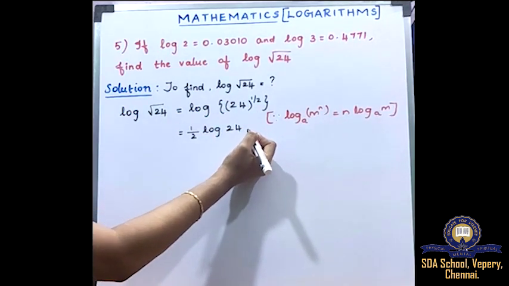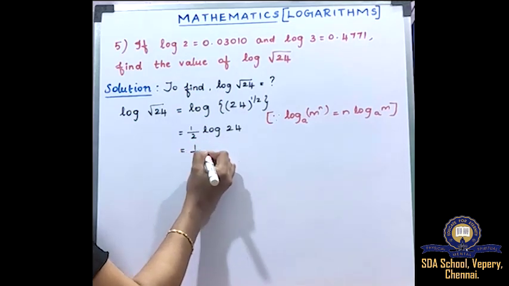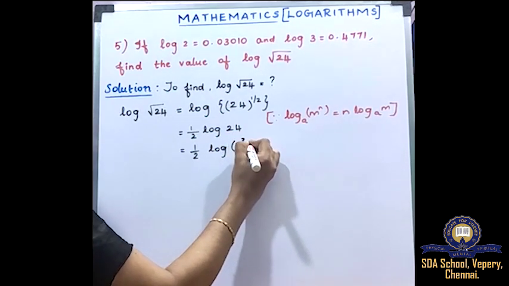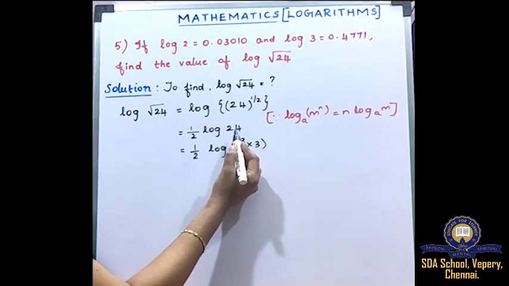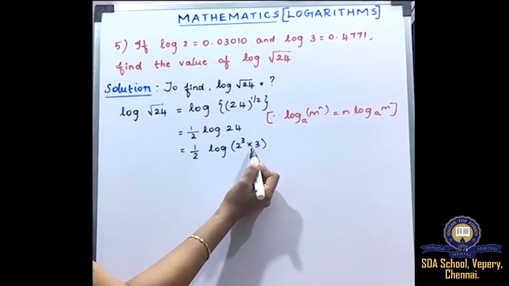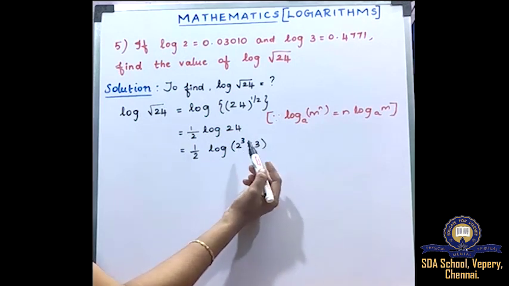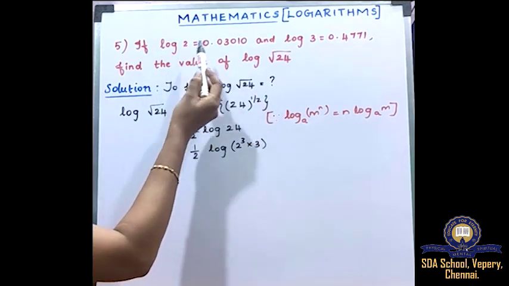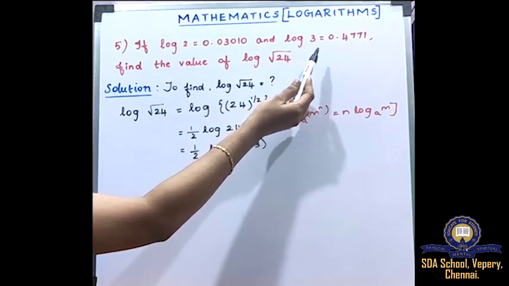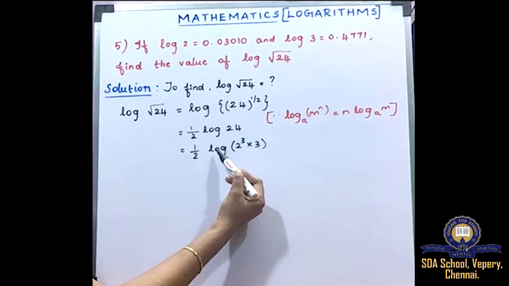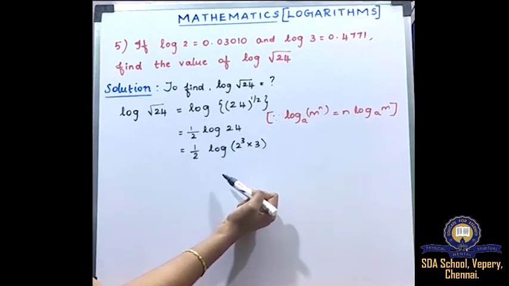Okay. Now, I am going to write log 24 as 2 cube into 3. Why are we splitting this 24 as 2 cube into 3? Since 2 cube is 8 and 8 into 3 is 24. Okay. Now you can ask me, why can't we split it as 12 into 2? 12 into 2 is also 24, right? Since we have only log 2 value and log 3 value, which has been given in the question, we are splitting in terms of 2 and 3. Okay. Only then we can substitute the value of log 2 and log 3 in the question answer here.